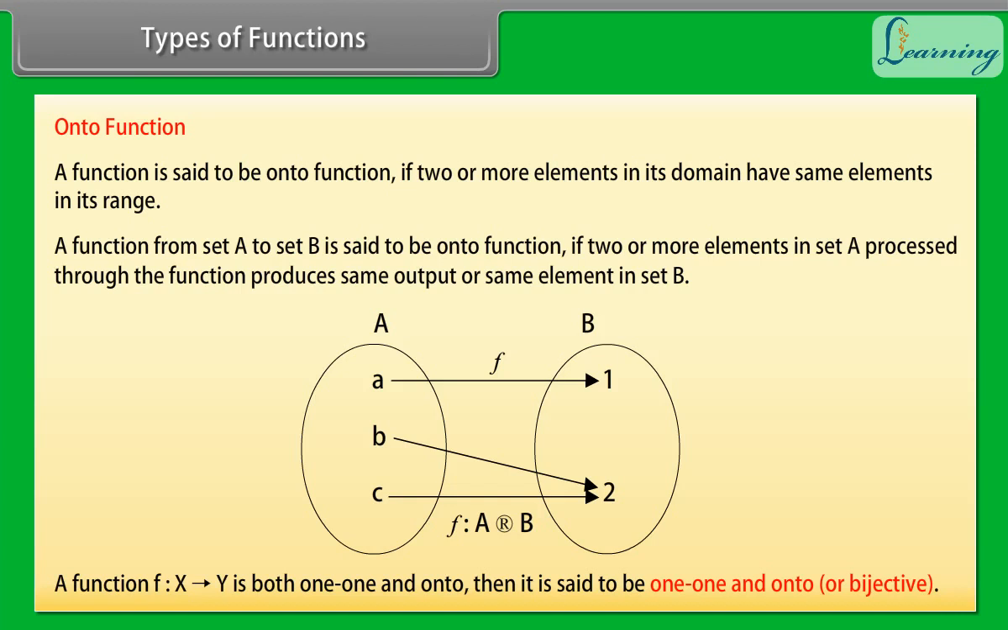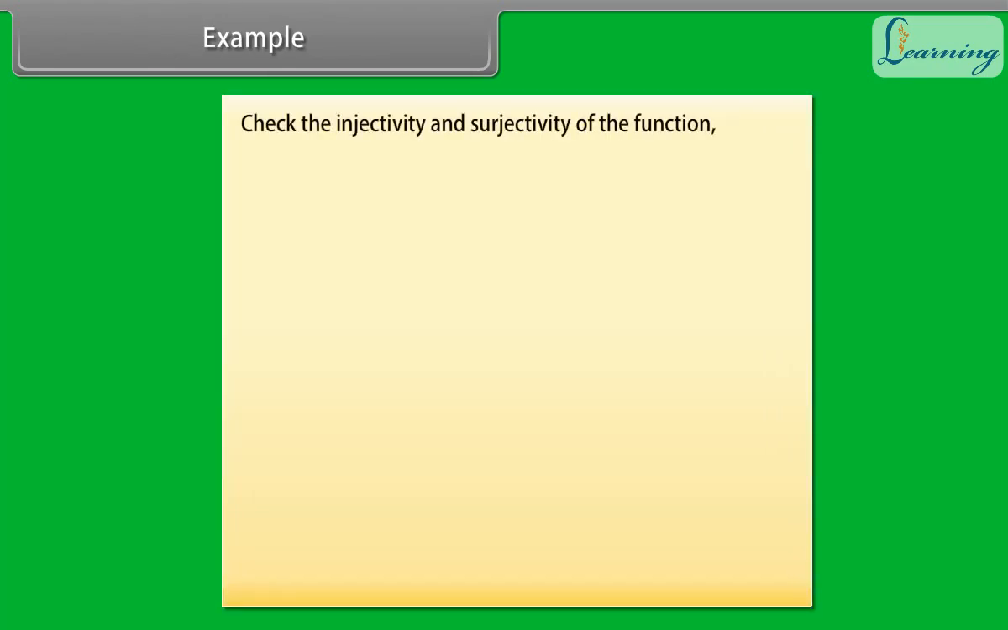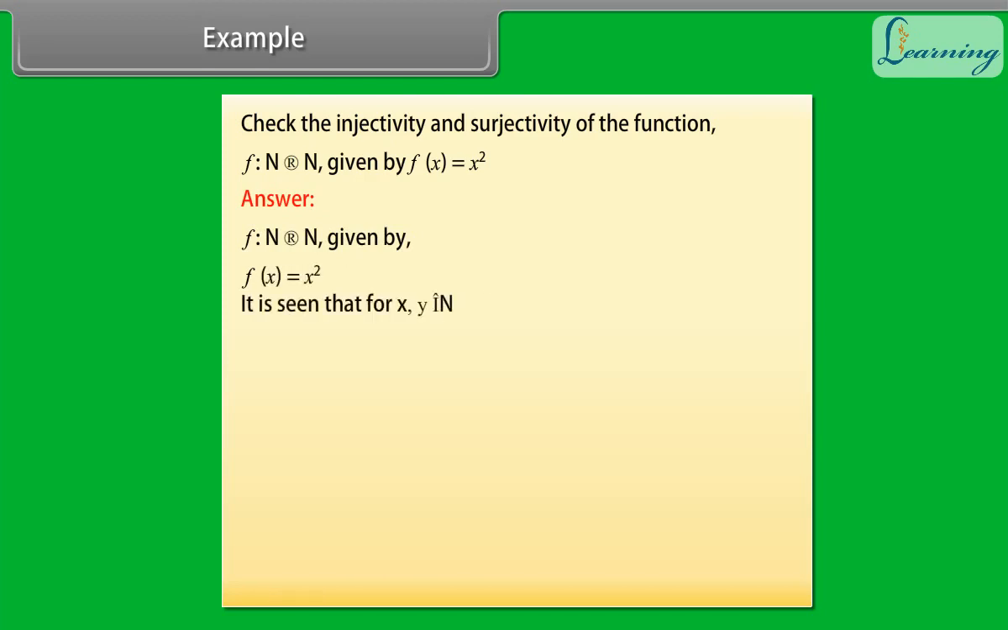A function f from X to Y is both 1-1 and onto, then it is said to be 1-1 and onto or bijective. Example. Check the injectivity and surjectivity of the function f from N to N given by f of x is equal to x square. Answer. It is seen that for x, y belongs to N, f of x is equal to f of y, which implies that x square is equal to y square, which implies that x is equal to y.